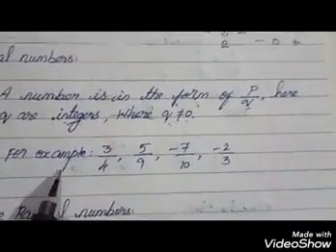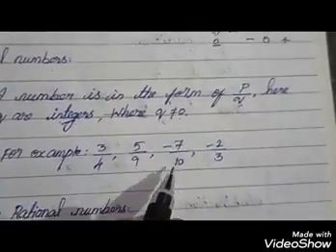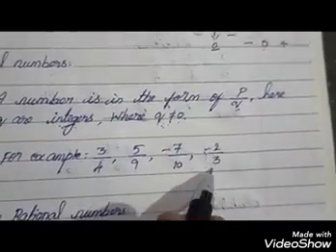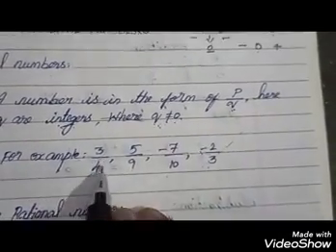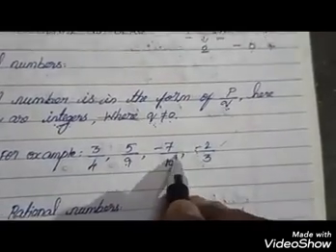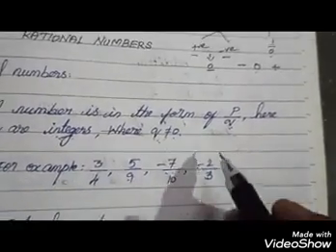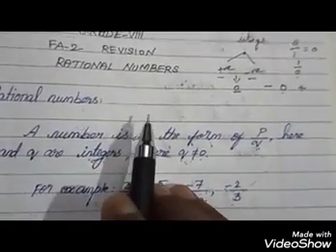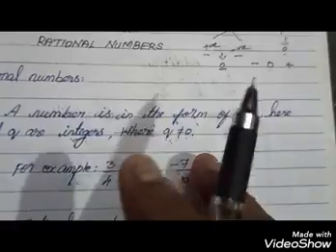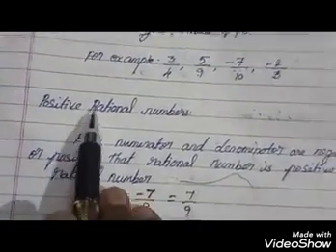For example, 3 by 4, 5 by 9, minus 7 by 10, minus 2 by 3. Here the first two we say are positive rational numbers and the last two I have to inform you are negative rational numbers. So rational numbers can be classified into positive and negative rational numbers. First I will explain about positive rational numbers.